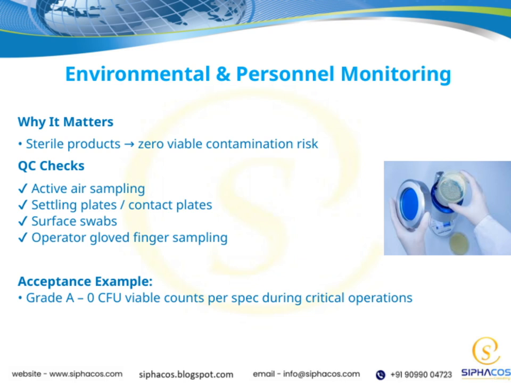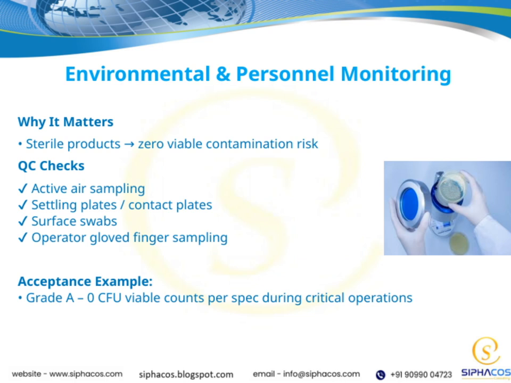These include active air sampling, which helps us assess the air quality in real time, settling plates and contact plates, which are used to detect any particles settling onto surfaces, surface swabs, to check for contamination on equipment and work surfaces, and operator gloved finger sampling, which is crucial since personnel are a key part of the environment.